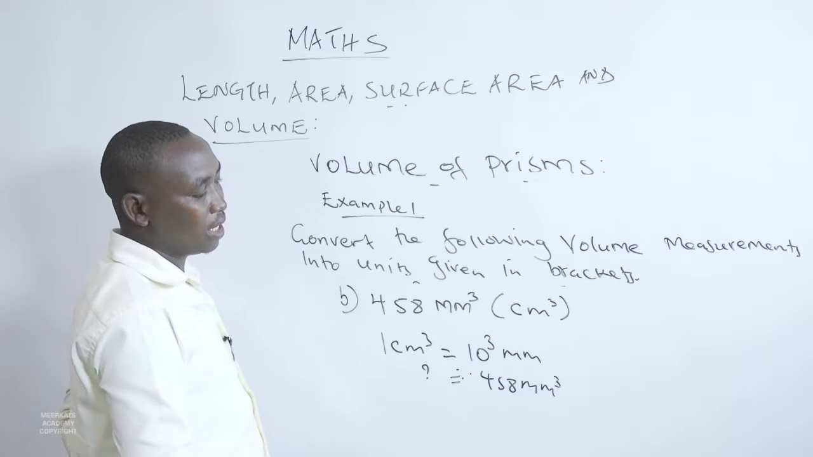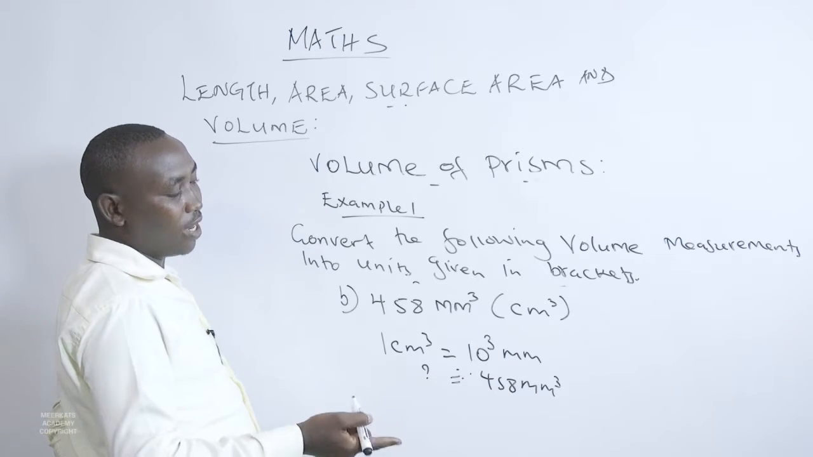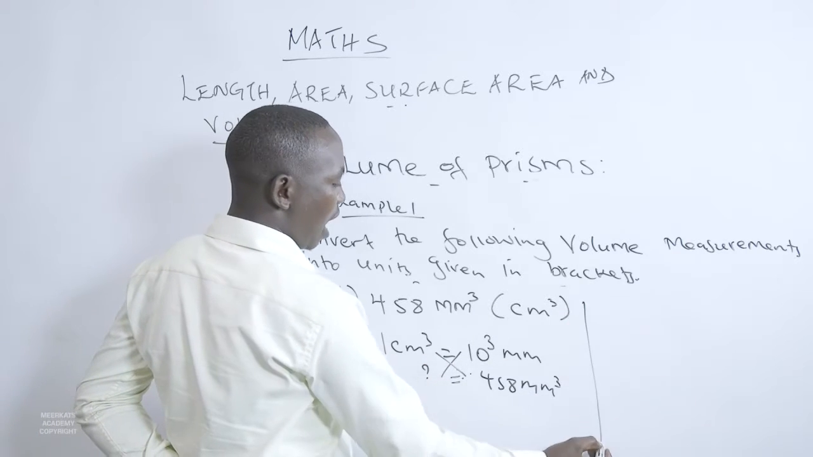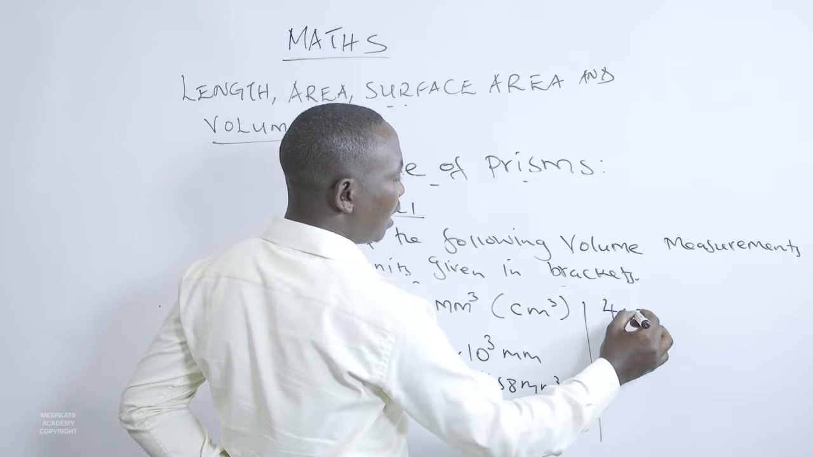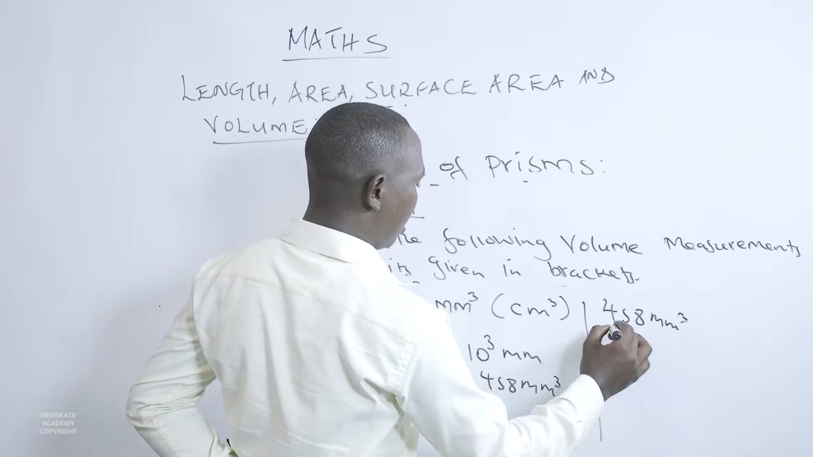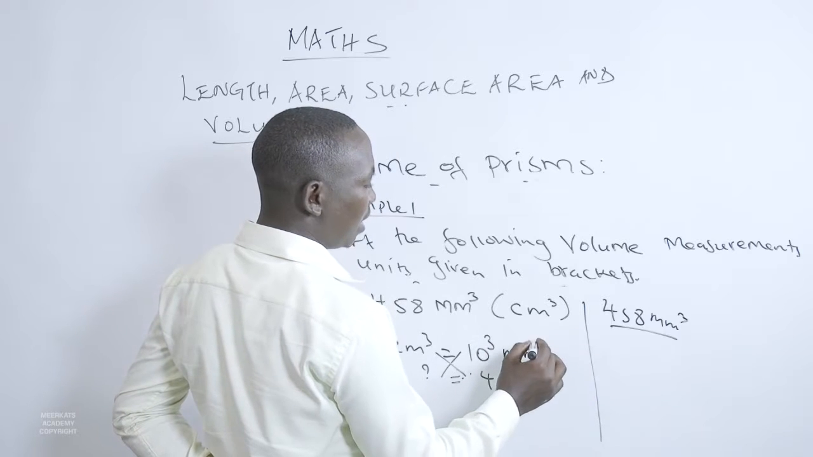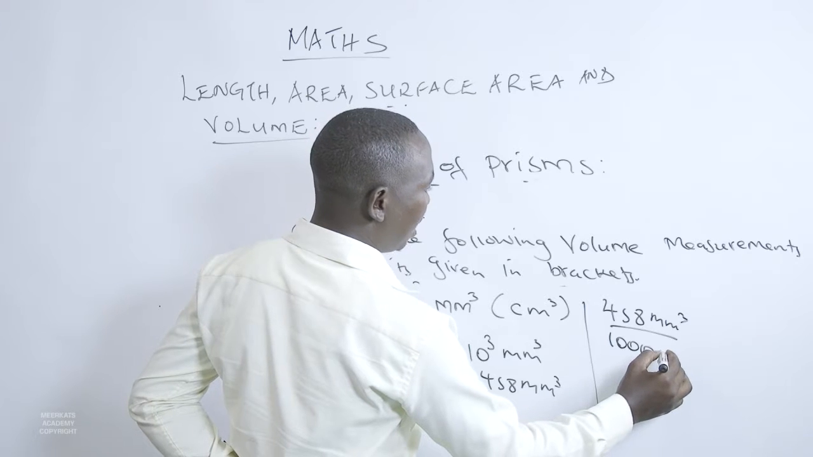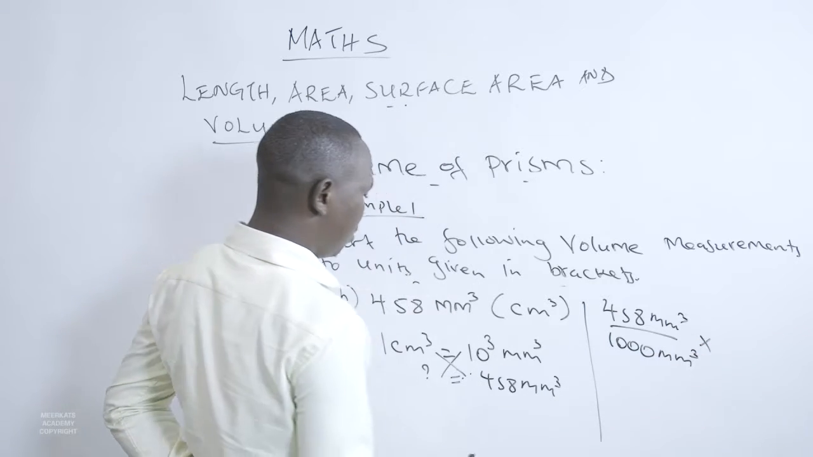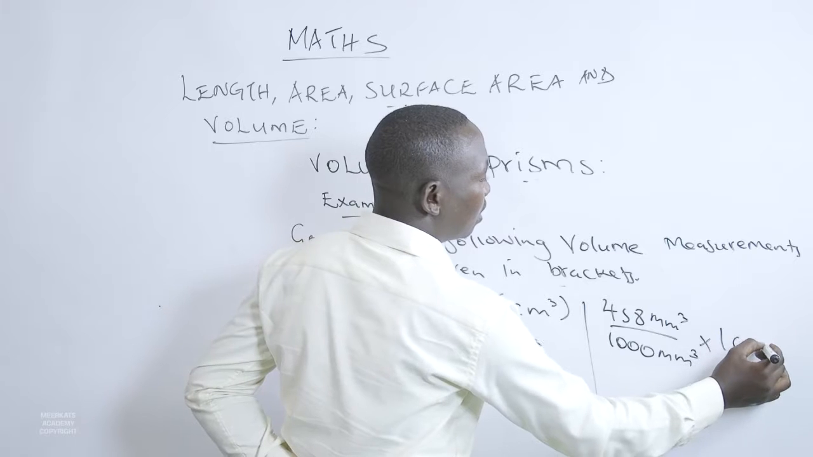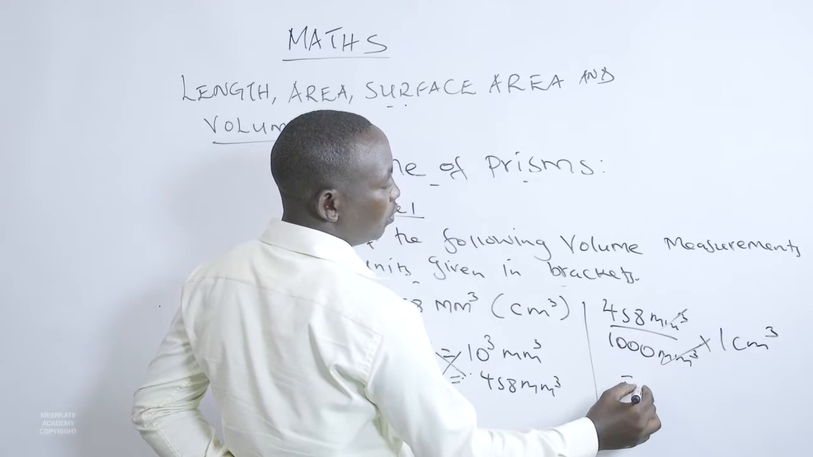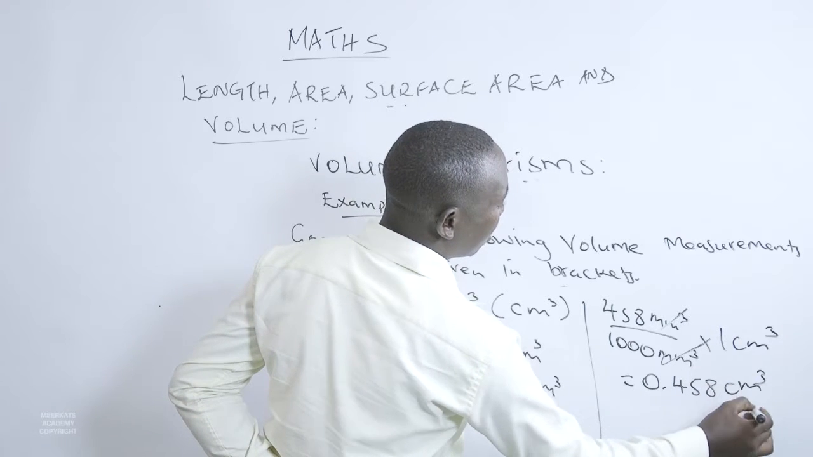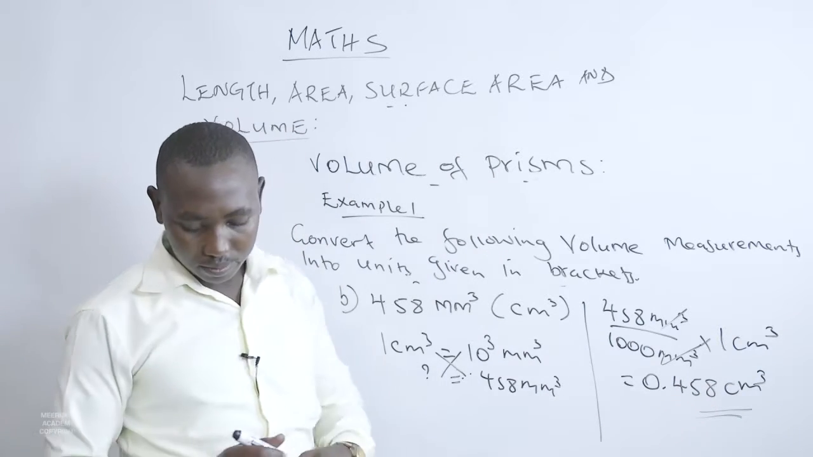and to convert it to cubic centimeters, we do a cross multiplication, and this will give us 458 millimeter cube divided by 10 cubed, which is 1 million millimeter cubed, multiplied by 1 cubic centimeter. So this will give us 0.458 cubic centimeters.